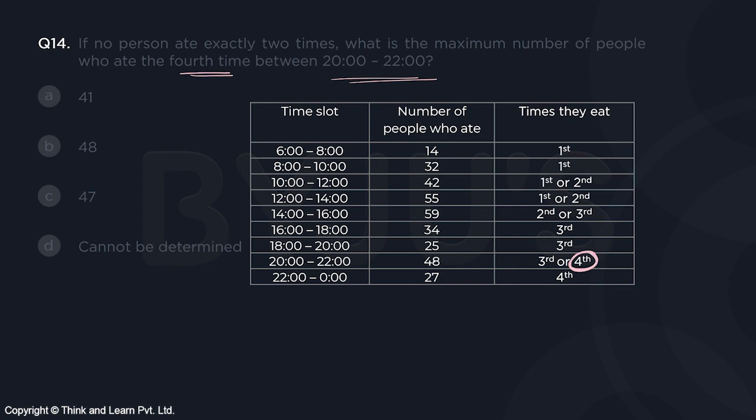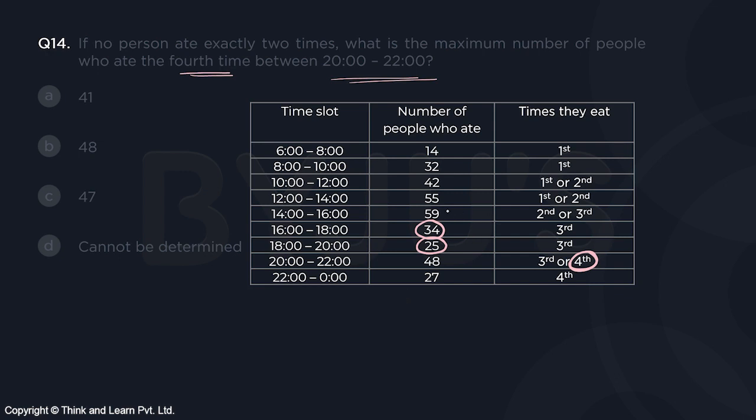So that means let us try that: all 48 eat here for the fourth time. So these 25 people ate the third time, these 34 people ate the third time. That makes it 59.